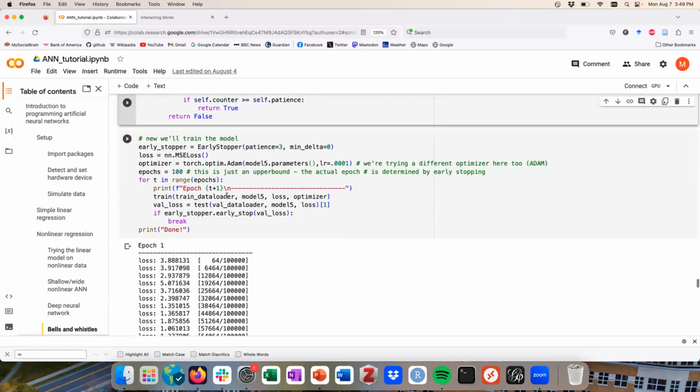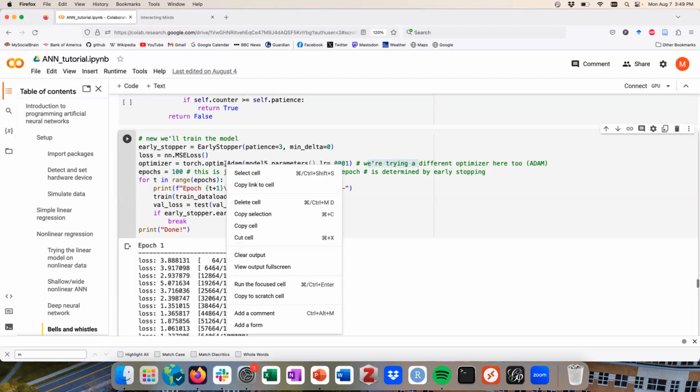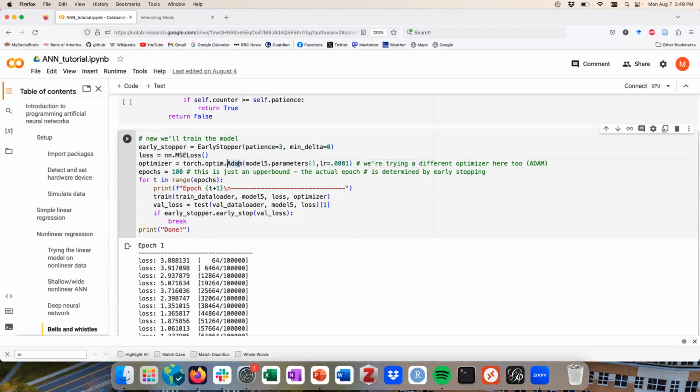Here's where we train the model. I've set the upper bound of epochs to a really high number, knowing that early stopping is probably going to cut it off a lot earlier. And I've set the learning rate pretty low. I'm also putting in a different optimization function here called Adam, which tends to work a little bit better than stochastic gradient descent in many cases. So it's often the default place to start from.